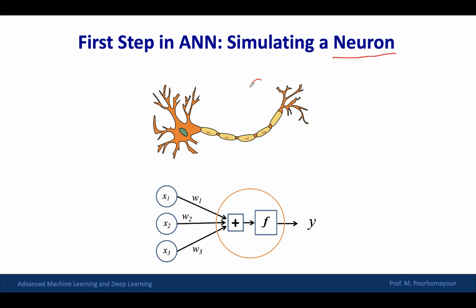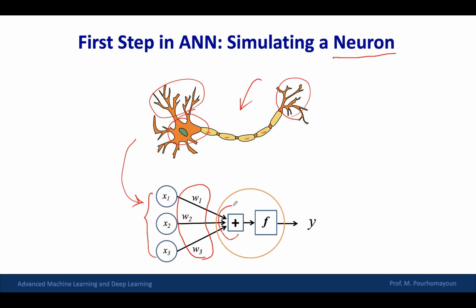A biological neuron looks like this. It has some inputs, some outputs, and a cell body. And we mentioned that this is a very good model to simulate a biological neuron in a computer. So it has some inputs, x1, x2, x3, and so on. We multiply each input by a weight, then take a linear combination of them, and then apply a non-linear function, which is called the activation function. And then it generates the output.